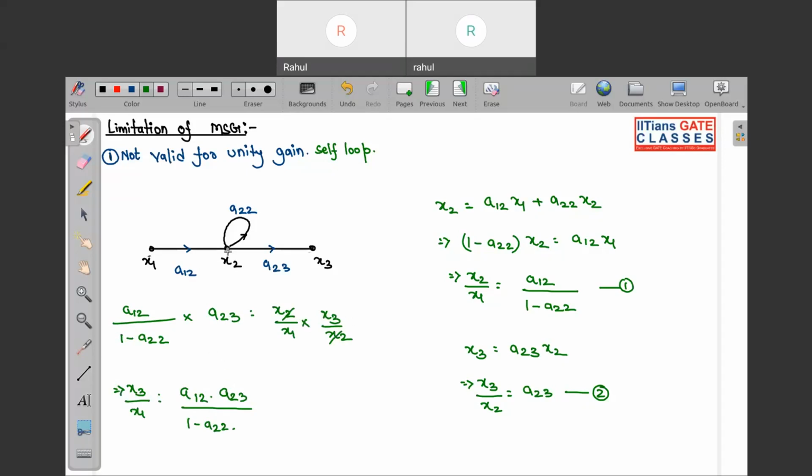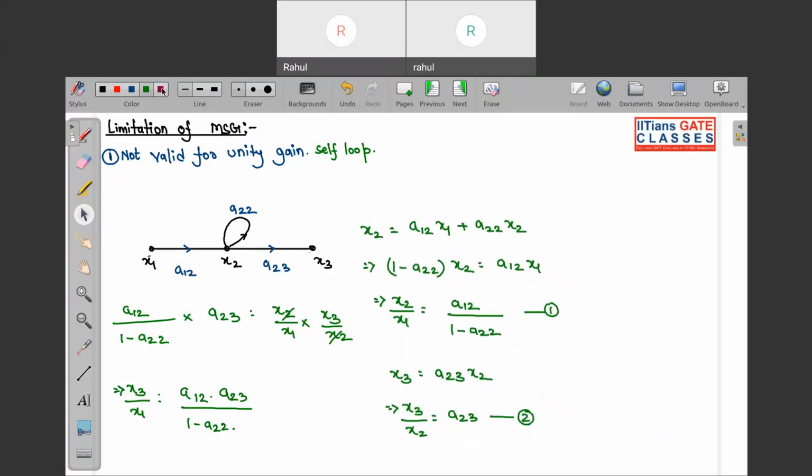So this is basically the analytical way of solving for x3 by x1, but we could have simply applied the Mason gain formula also over here. Suppose I wanted to calculate x3 by x1 using Mason gain formula. So what is the forward path gain from x1 to x3? That is a12 a23. Okay. Now, what are the loops present over here? You can see there is only one loop and its loop gain is a22. Okay. Next, what is the associated path factor? So that is 1 minus loop gain. If you remove this forward path, you can see there are no loops present over here.